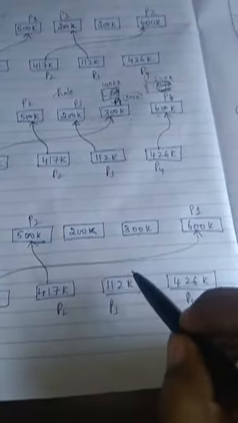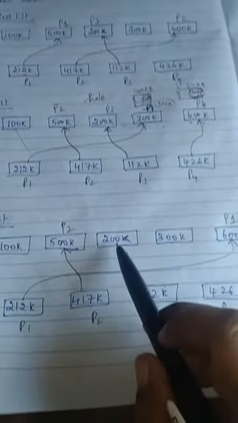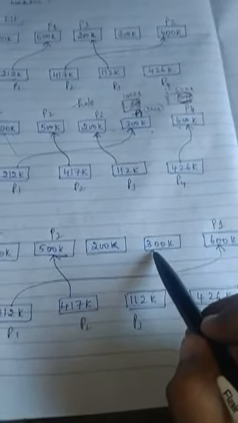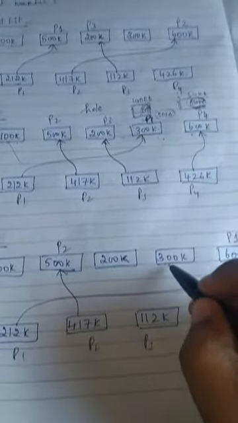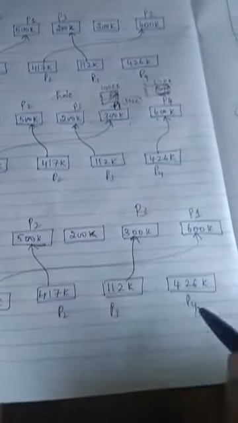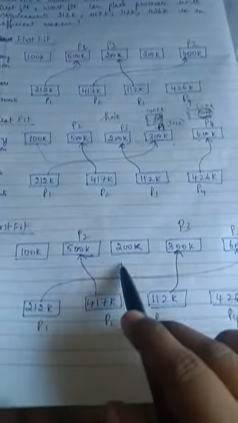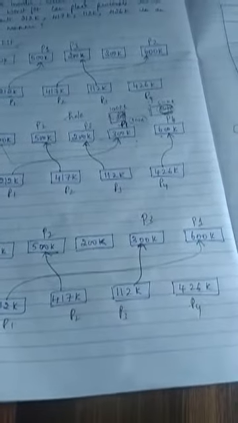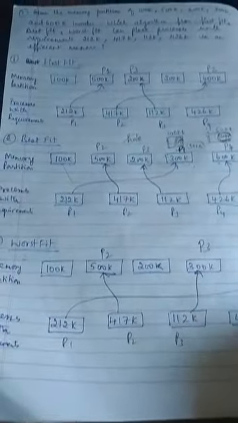Because none other place can be allocated. 112, you can place it either in 200 or in 300. Since this is worst fit, remaining should be more, so you're going to place it here. Next 426, you don't have any memory partition to place this. So in worst fit also you have processes which cannot be placed anywhere. Okay, so this is your memory allocation strategy, that is worst fit, best fit and first fit.